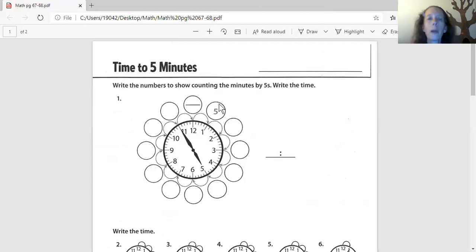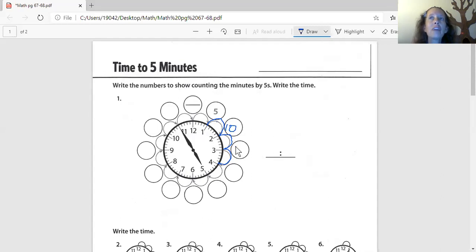Every one of these increments, see where they jumped on the clock? Every one of these jumps stands for 5 minutes. I hear somebody talking. Please stop talking. So when we count jumps, we count by 5. So the first jump is 5. The second jump is 10. And the next jump is?